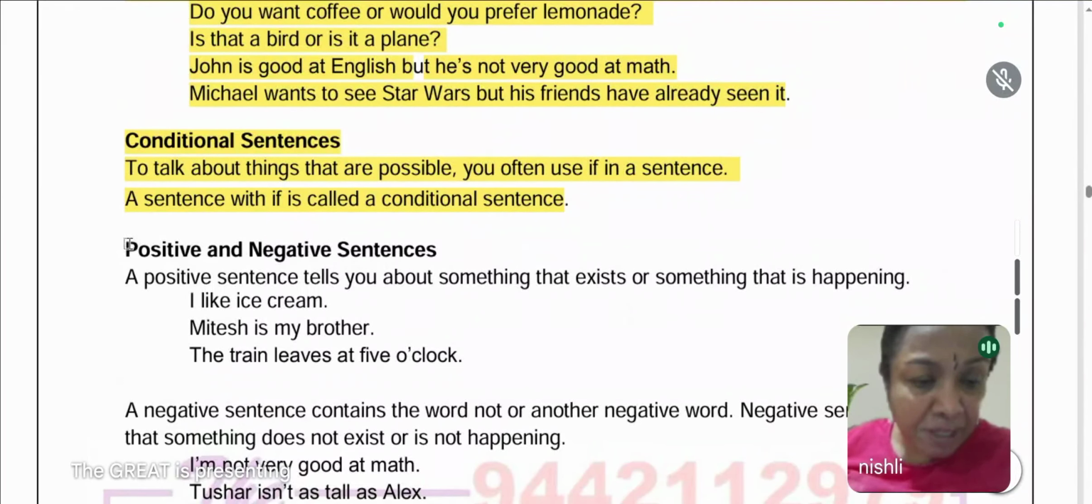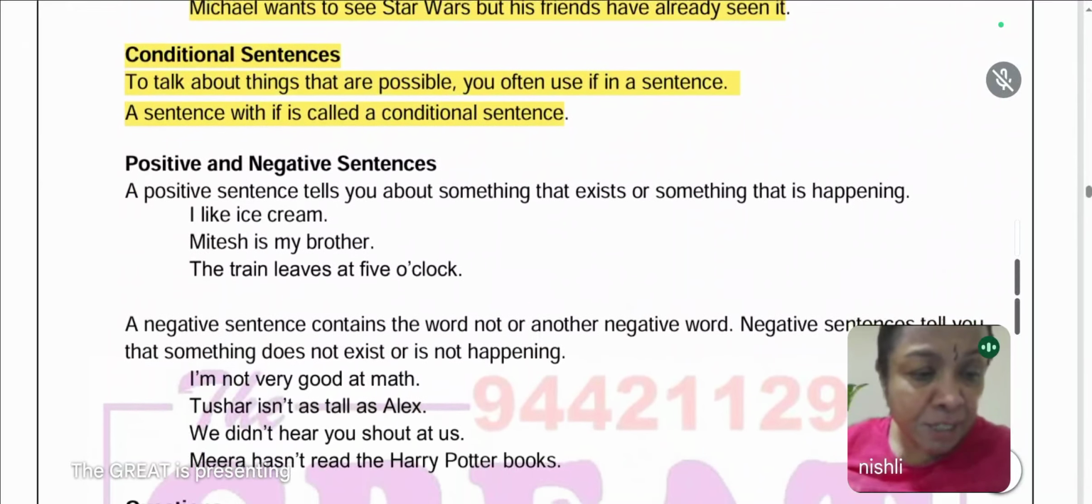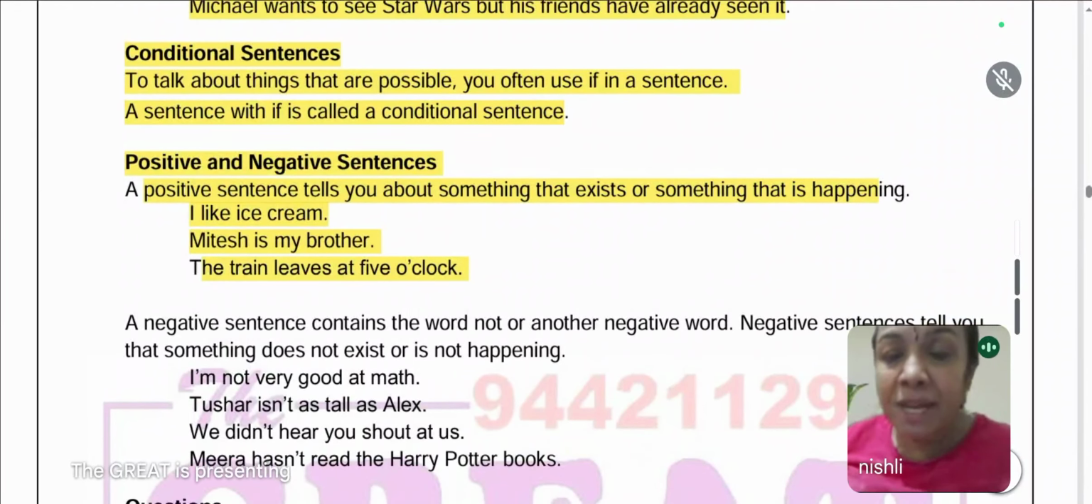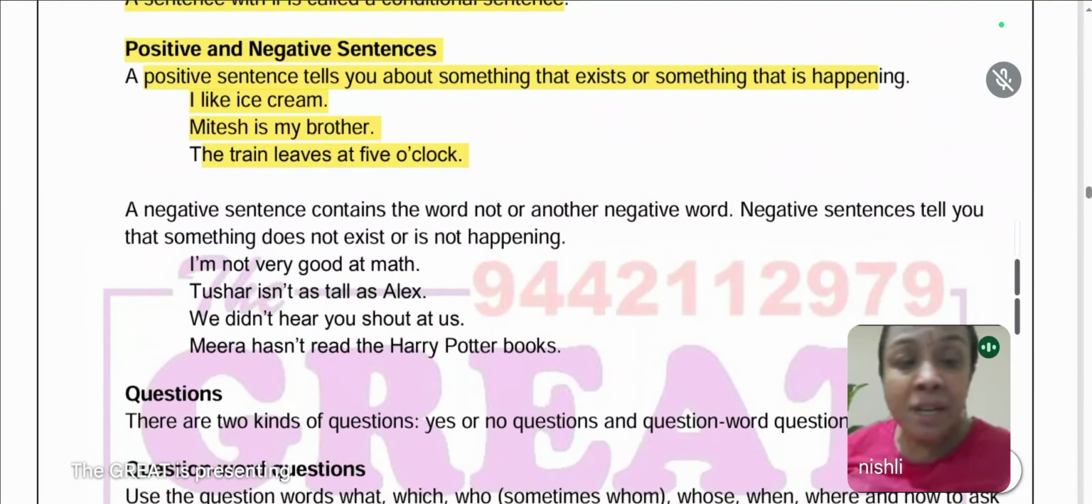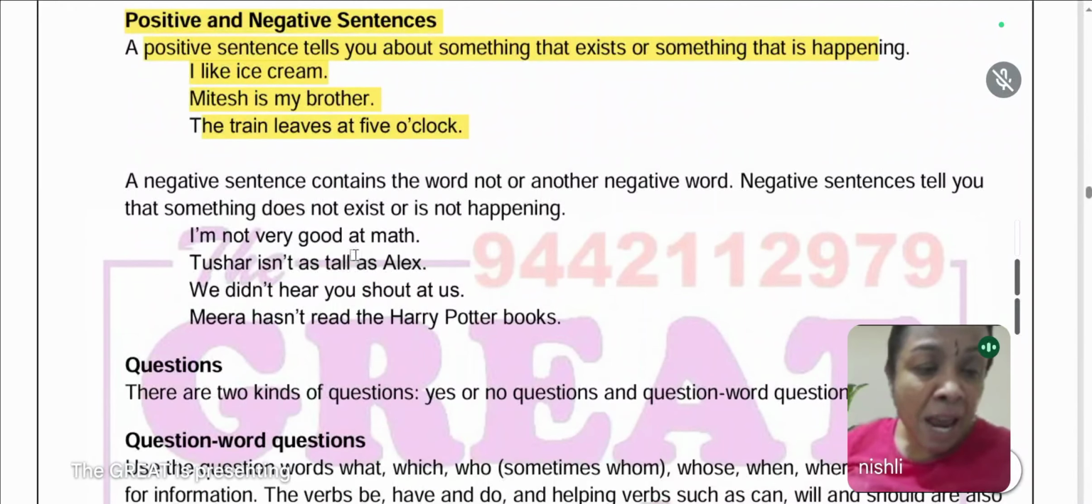Next is positive and negative sentences. A positive sentence tells you about something that exists or something that is happening. I like ice cream. Mitesh is my brother. The train leaves at 5 o'clock. When you're very sure of something happening, these positive sentences are used. A negative sentence contains the word not, or another negative word, for something that is not happening.